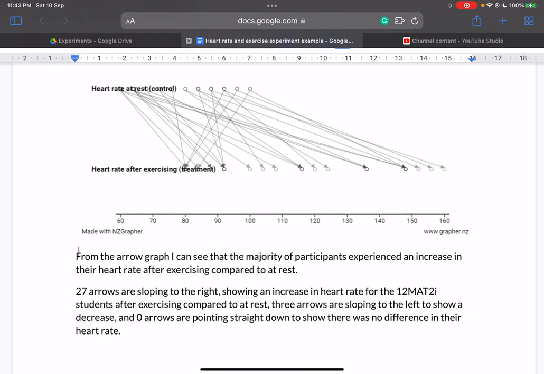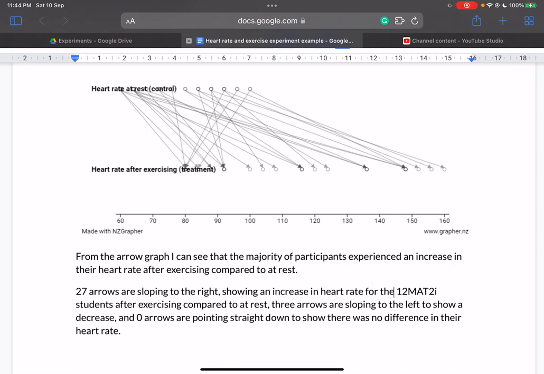So you can say, from the arrow graph, I can see that the majority of participants experienced an increase in their heart rate after exercising compared to at rest. 27 arrows are sloping to the right, showing an increase in heart rate for the 12 MAT2I students after exercising compared to at rest. 3 arrows are sloping to the left to show a decrease, and 0 arrows are pointing straight down to show there was no difference in their heart rate. So most of the arrows sloped to the right, so they showed an increase in the heart rate, but there were 3 that sloped to the left, showing a decrease.